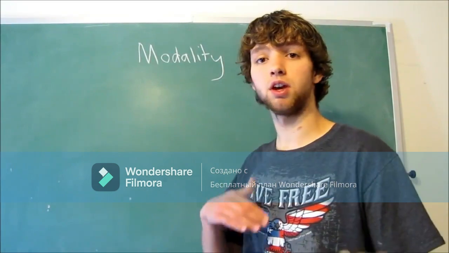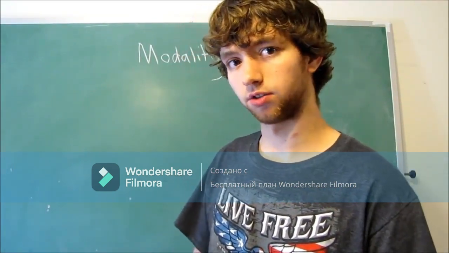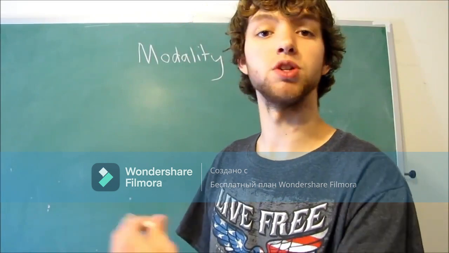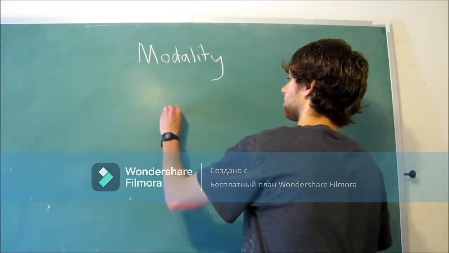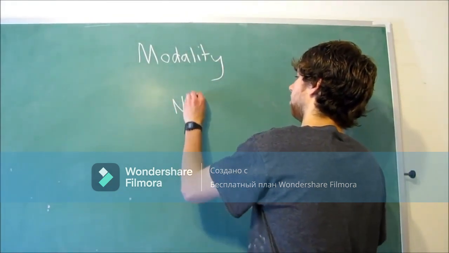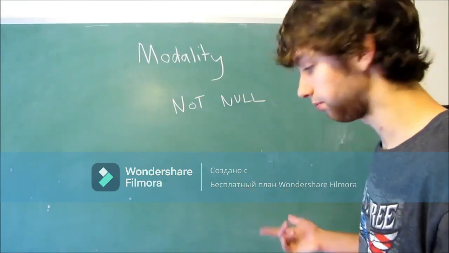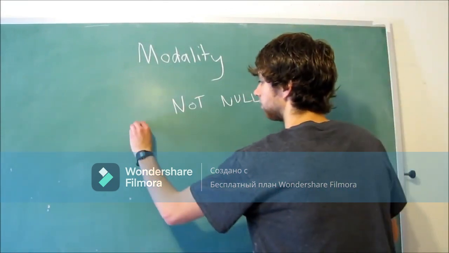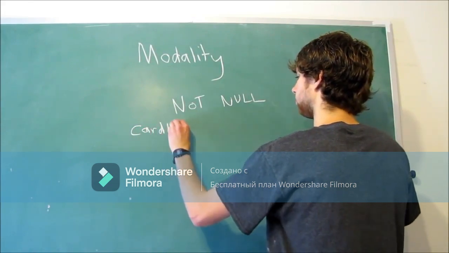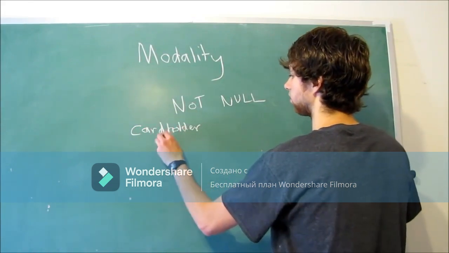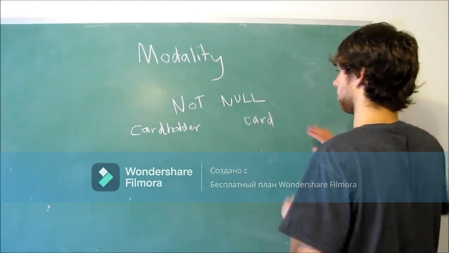Modality, it's basically whether or not the child is a required child, if the relationship is required. We talked about that when we talked about the column characteristic not null. So, think of it like this. We have a credit card company. We have a table for the card holder. And then we have a table for the card.